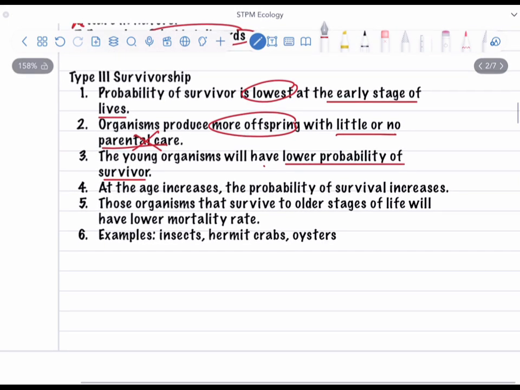As the age increases, the probability of survival will also increase. This is because the small tree has now become a bigger tree, therefore it can survive longer.